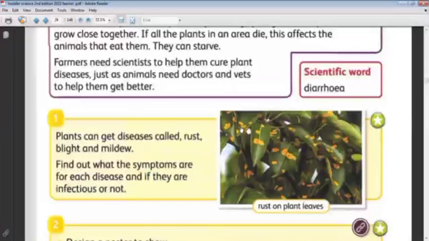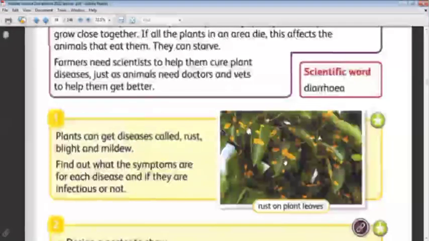What do you think? Is it an infectious disease or non-infectious? Infectious, very good. It is spread all over the leaves. Can you see all the leaves have these orange spots? So it's an infectious disease. Okay? After these orange spots appear on the leaves, they start to fall down. These infected leaves start to fall down because of this disease.